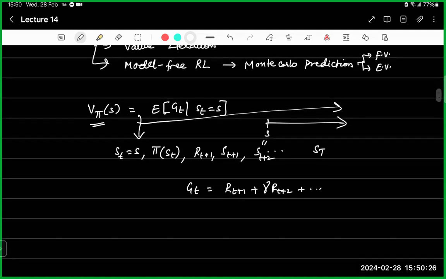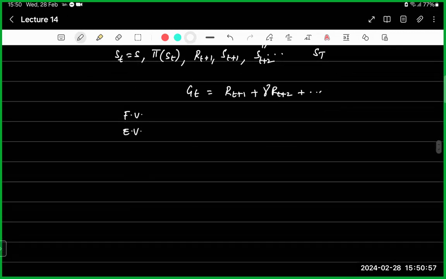So this is Monte Carlo first visit and every visit. As I said, in the every visit version of Monte Carlo, the samples are correlated, in the sense that these are not independent samples, because this return will have some correlation with this return. The only difference is these two terms, R t plus one and R t plus two. Other than that, the return is the same. So there is some correlation in this every visit algorithm.